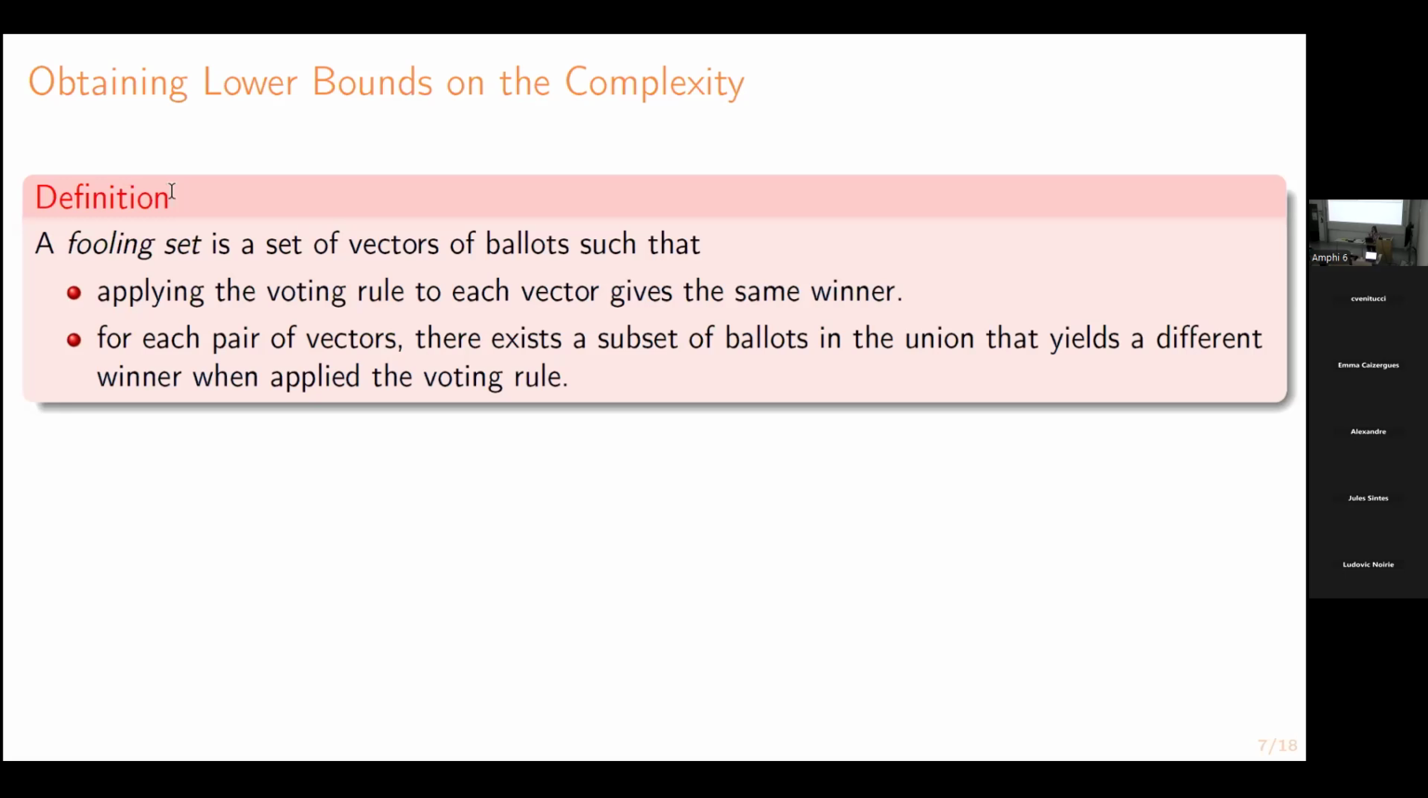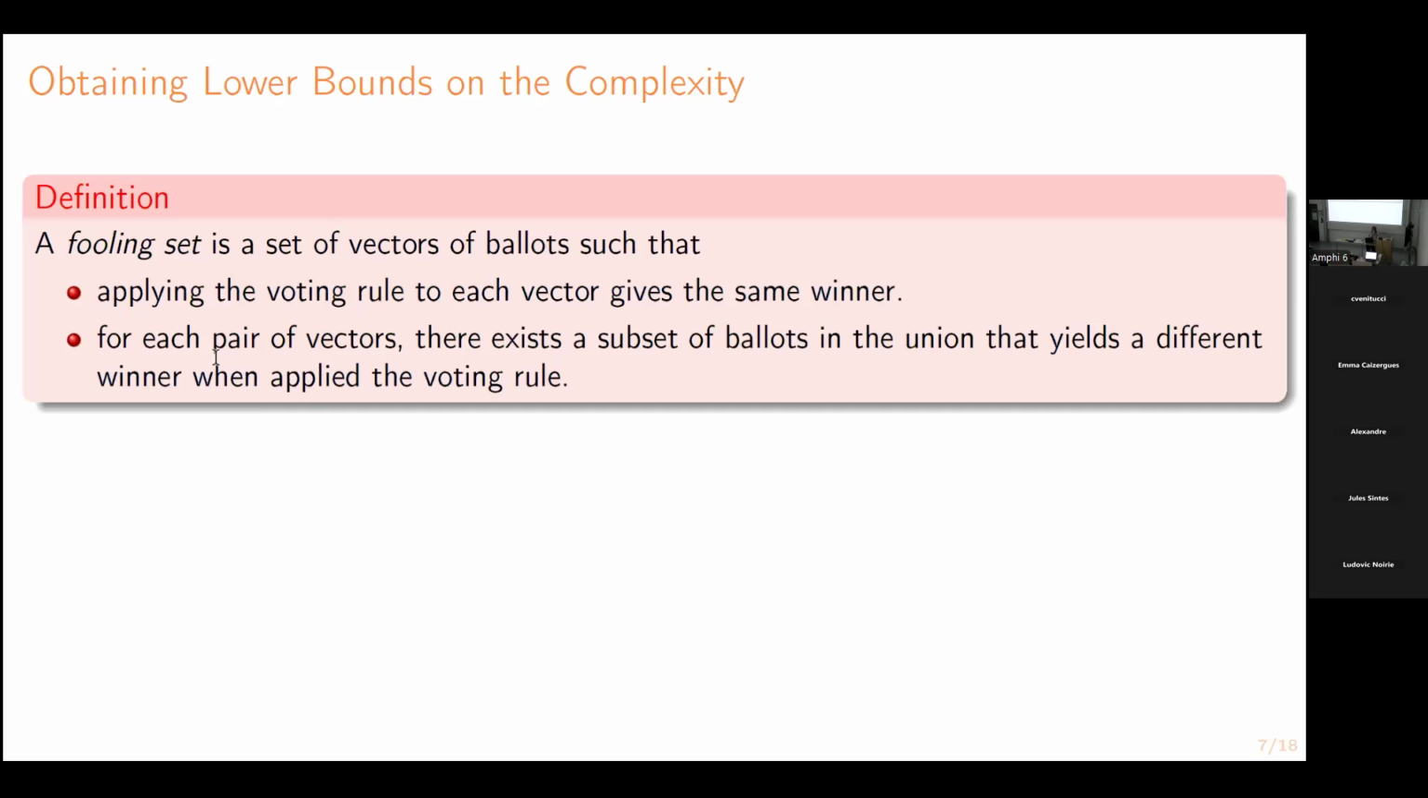So you have a vector of votes, and you take a set of such vectors, and they have to satisfy two constraints. First, if you apply the voting rule to each vector, it gives the same winner. But if you take a pair of vectors and take a subset of votes in each of them, of the same size as the previous vector, then when you apply the voting rule to this subset, it doesn't give the same winner. This is a bit fuzzy for now, but I will show an example, and I think it will be better with examples. But if you have questions, go on.